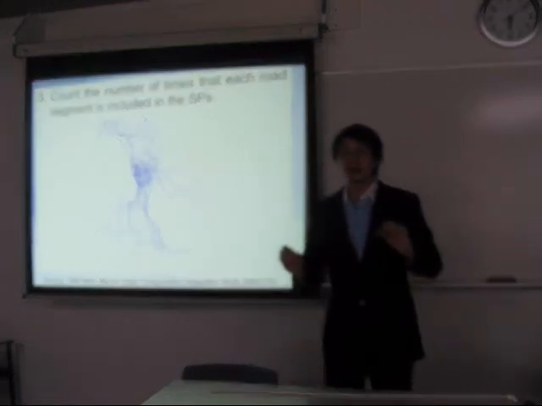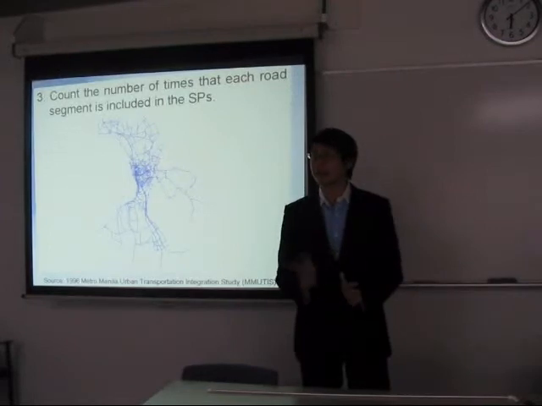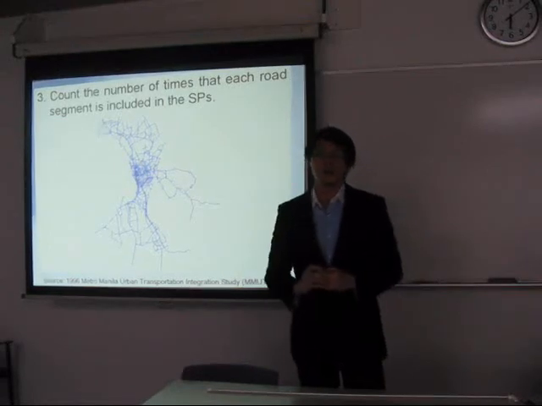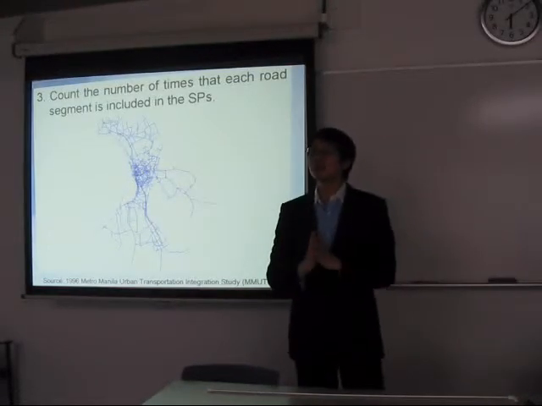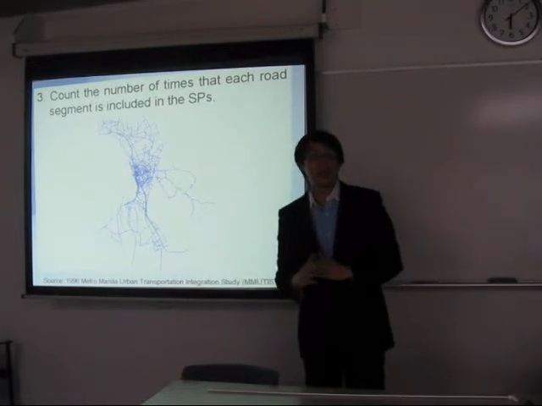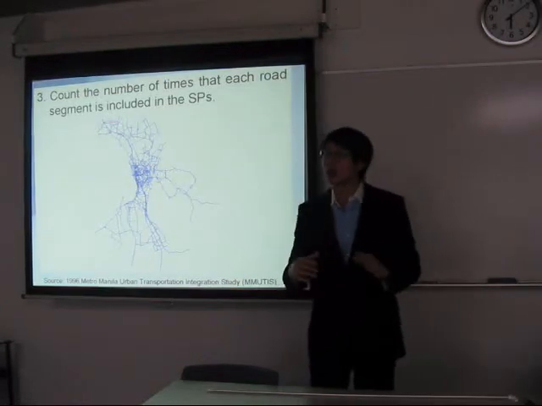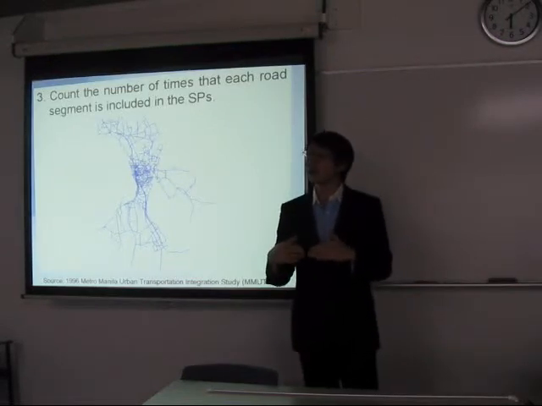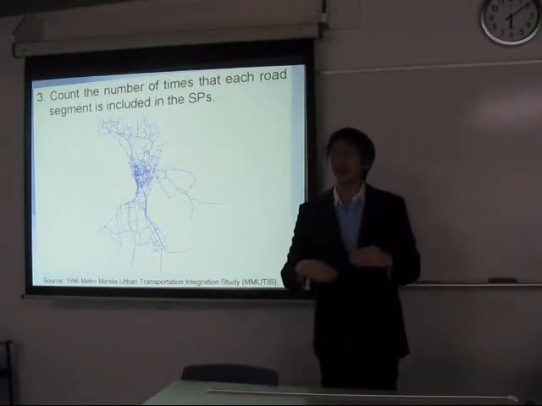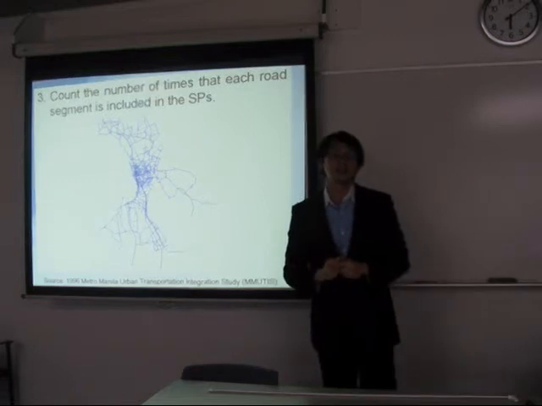So given that we have computed, for example, in step two, all the possible shortest paths, there will be some road segments which are included in the shortest paths of different origin and destination nodes. So what we want to find out is which road segments are always included in the shortest path.